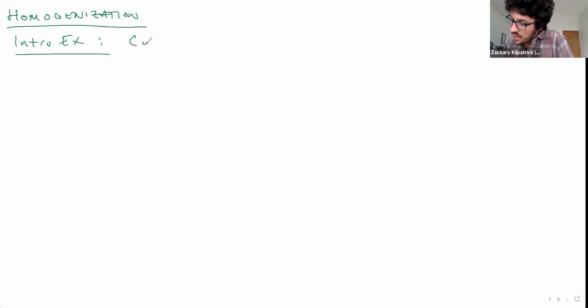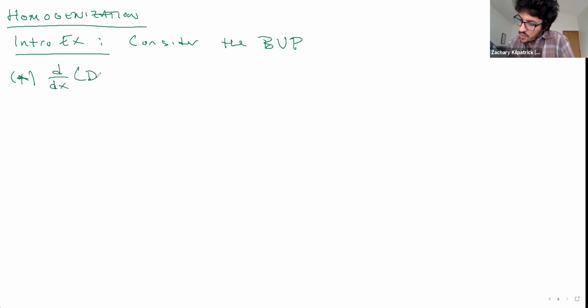So we're going to start with an introductory example, and we're going to consider the following boundary value problem. We're not even going to deal with time-dependent problems. We're going to deal with a one-dimensional elliptic problem, the steady state diffusion equation with some forcing. And if D is constant here, this is a pretty standard second order differential equation that you could surely just integrate in order to get the solution.